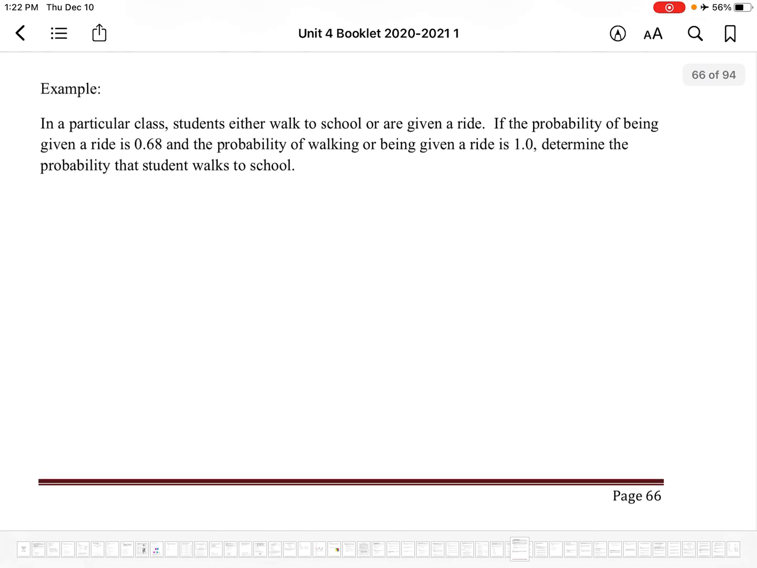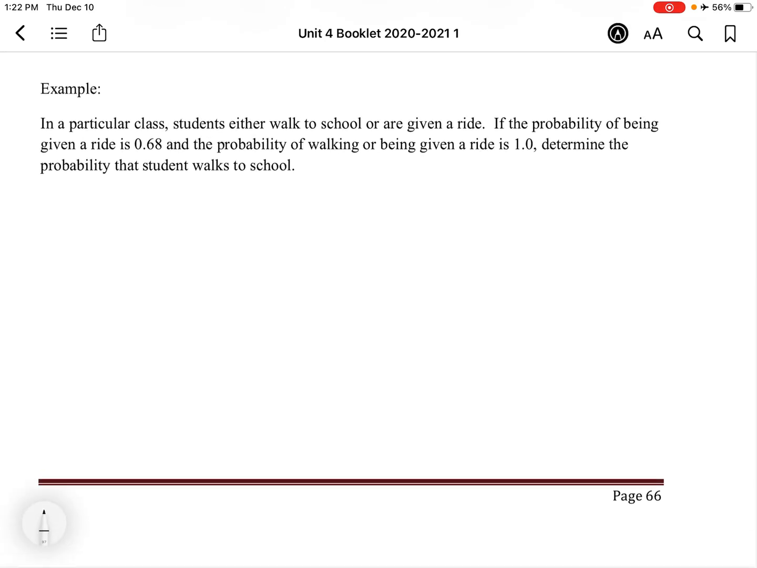Okay, in a particular class, students either walk to school or are given a ride. If the probability of being given a ride is 0.68, and the probability of walking or being given a ride is 1, determine the probability that a student walks to school. Okay, now on a particular day, you can't walk and be given a ride at the same time. Okay, so these are mutually exclusive for a particular day.